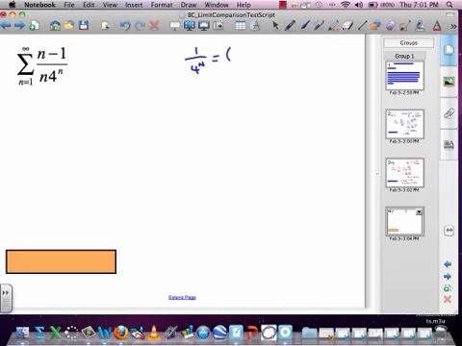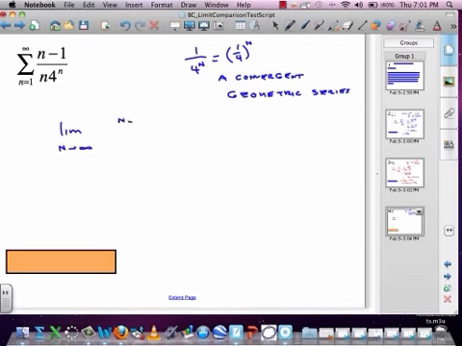Which is a geometric series. I can rewrite it as, if I want to, (1/4) to the n, so you can see it as geometric. And this is a convergent geometric series. So I've got a series to compare with that I know converges. So let's do our limit now. We've got the limit as n goes to infinity of (n minus 1) over (n times 4 to the n), all over 1 over 4 to the n.